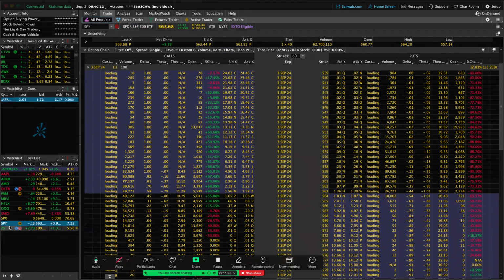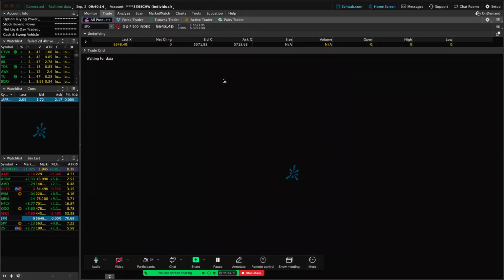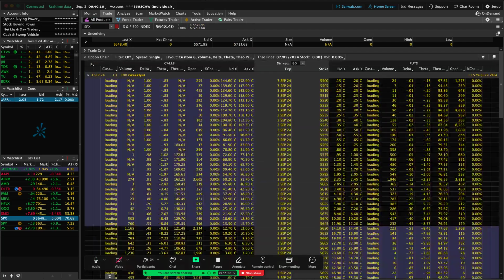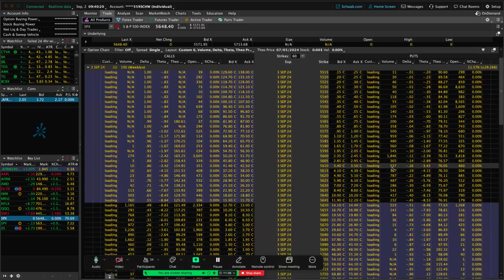I do the same thing with SPX when it's moving. I usually trade this a bit later in the day because the contracts are cheaper towards the end of the day. But I'll do the same thing. I'll load up the chain and I'll look for contracts about this price. I'm not looking anywhere near the money. I'm looking for what I can afford and what I'm willing to lose if this goes to zero.